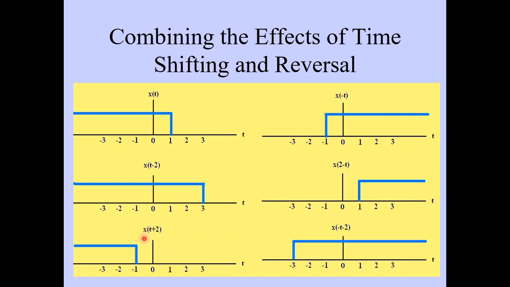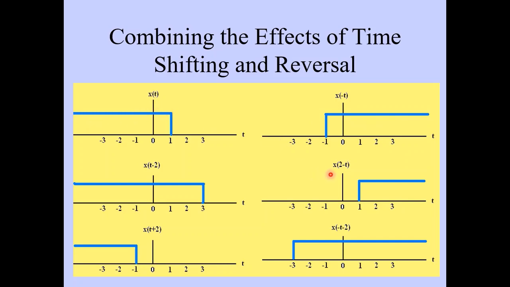Likewise, if we do x of t plus 2, we're advancing the function x of t by 2 seconds, meaning we push it to the left, to earlier times, by 2 seconds. So now you can see the edge is at negative 1. Over on this side, we've got the time reversal. Remember, this is x of t, and x of minus t is simply the time reverse, so we flip this function about the y-axis to get this function here. And notice now, the step is not only over here, but the function goes to the right, whereas over here it went to the left.